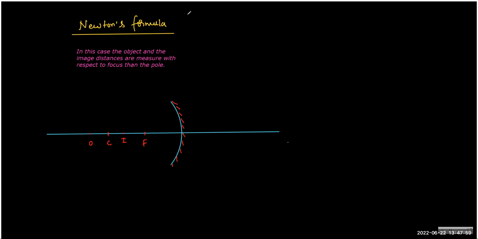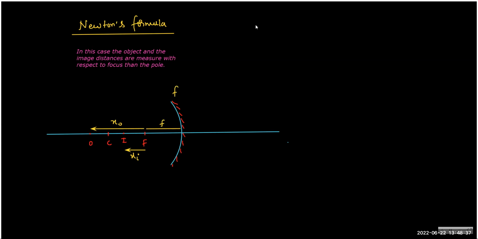So, what is the distance of the object from f? We call this xo, the object distance. And the distance of the image from the f is how much? Let's call it xi. And this distance is anywhere we know. If the focal length of the mirror is f, this is actually f in length.